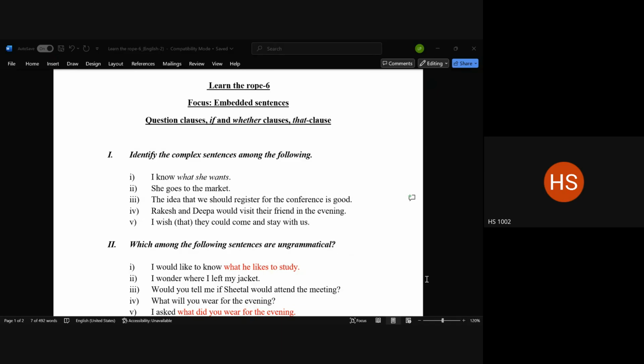So in this sentence, please look at your chat. I'm writing it down in case anyone's making notes. So in the sentence, the idea which was proposed by the professor is good, your subject is the idea which was proposed by the professor. Is that fine?